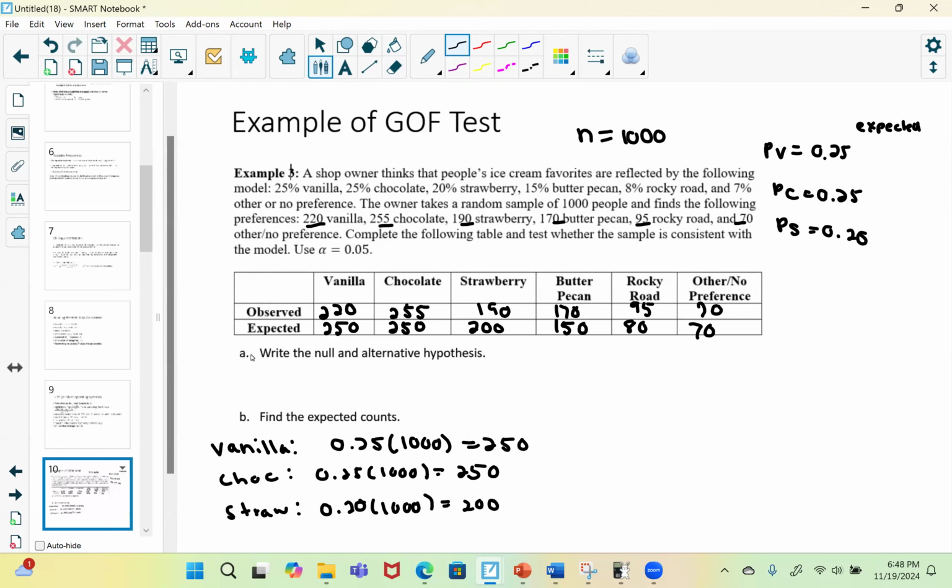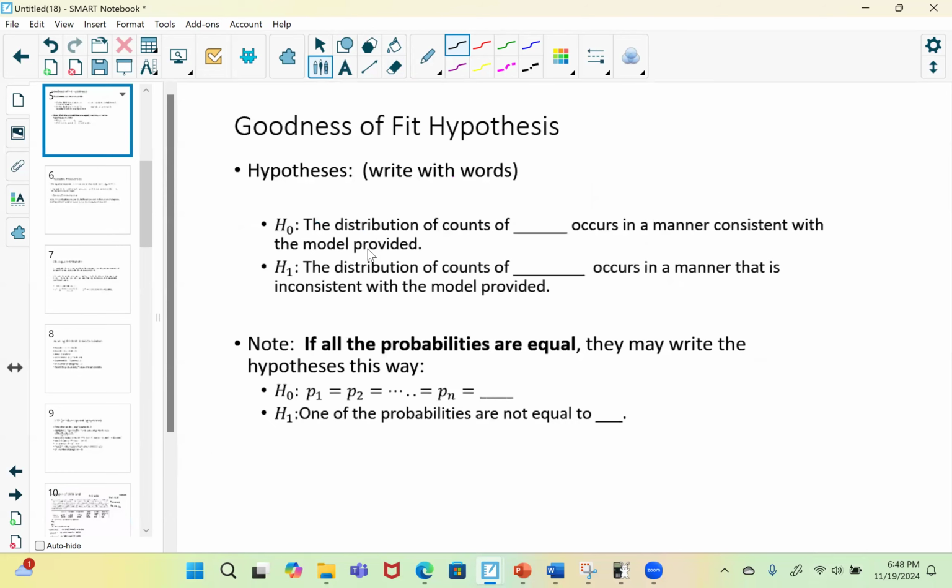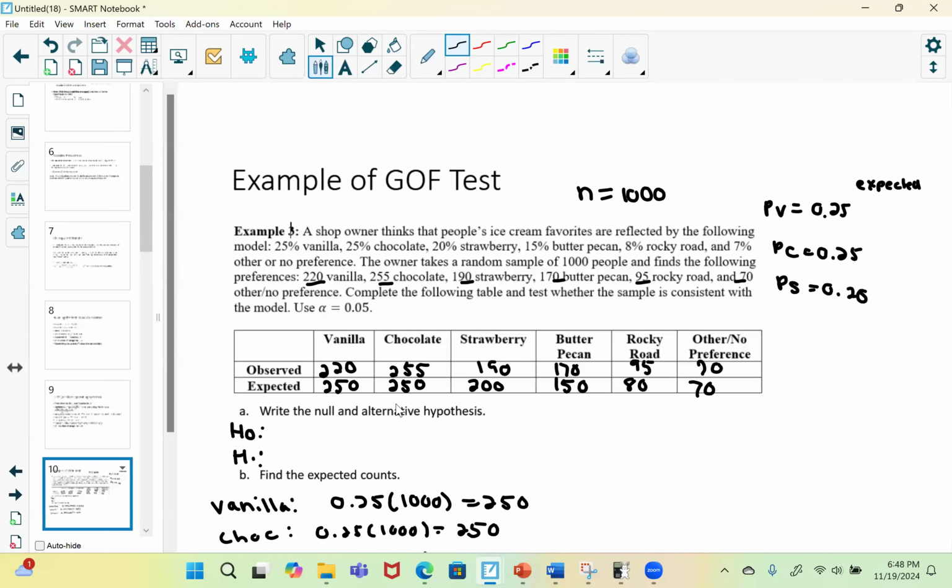Then we're going to write the null and the alternative. So the null and the alternative are slightly different for this type of test. They're always in words. And the null is always that the distribution of counts of blank occurs in a manner consistent with the model provided. And the alternative is the distribution of counts occurs in a manner that's inconsistent with the model provided.